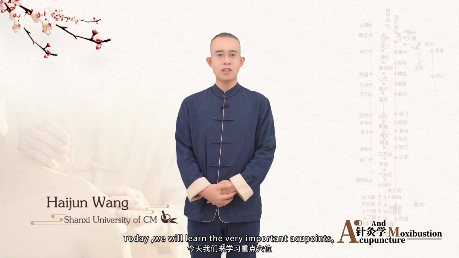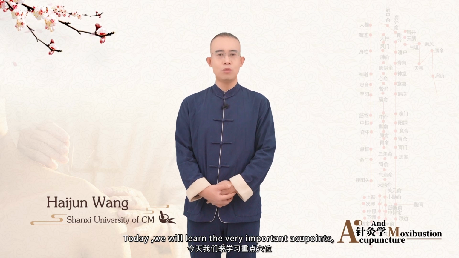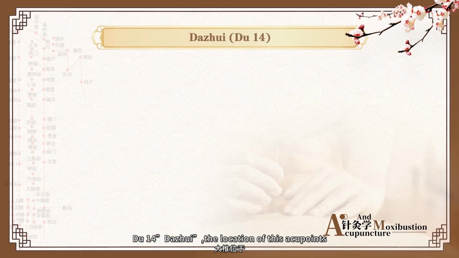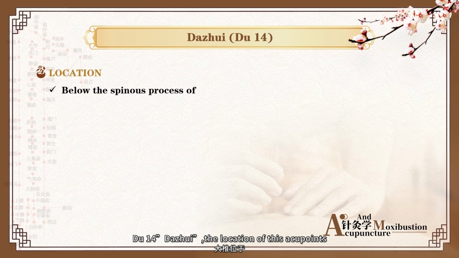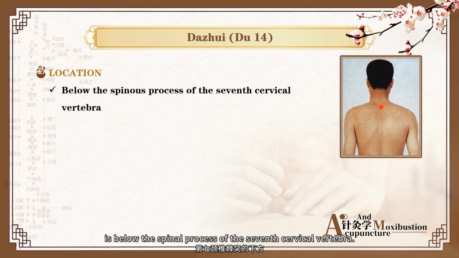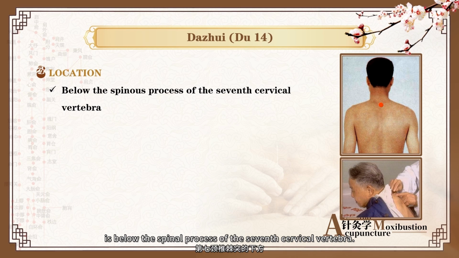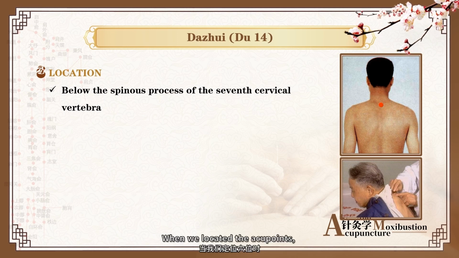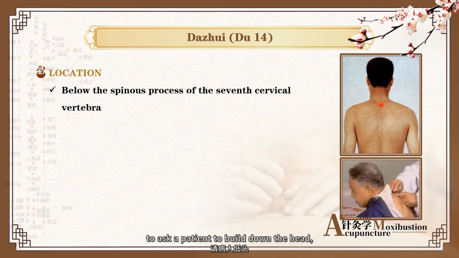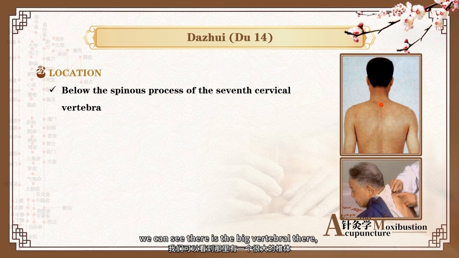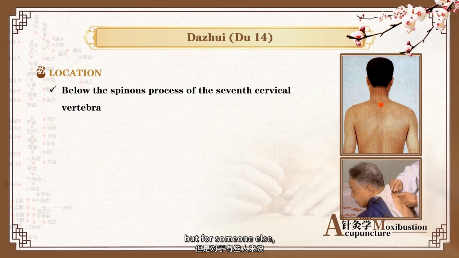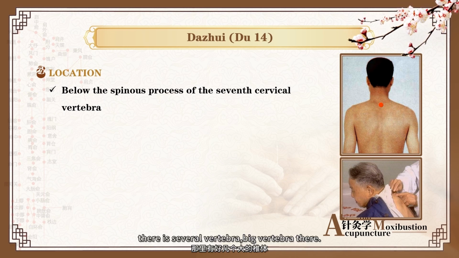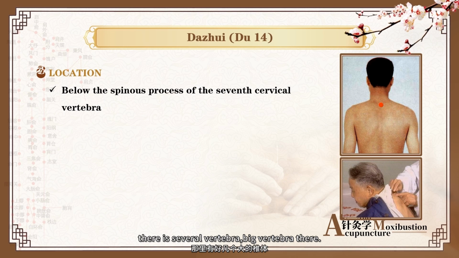Today we will learn the very important point Du14, Dazhui. The location of this point is below the spinous process of the seventh cervical vertebra. When we locate the point, we ask the patient to bow the head. We can see there is a big vertebra there, but for some people there are several big vertebrae.